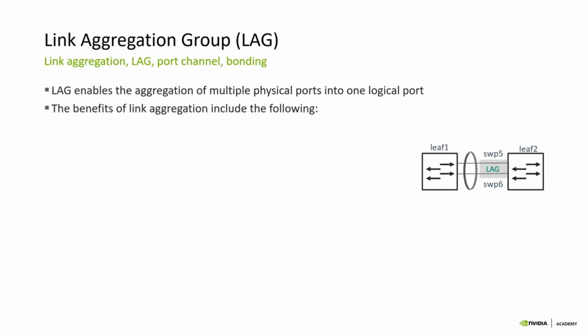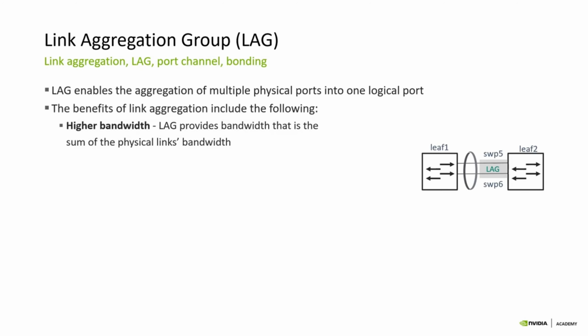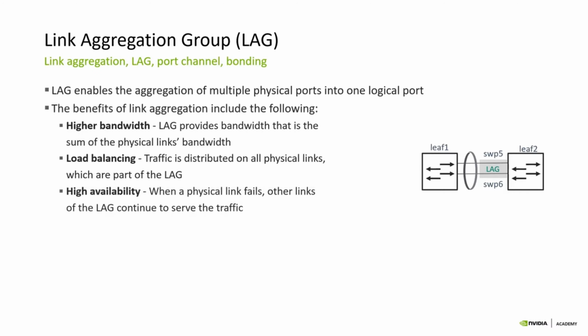Higher bandwidth. LAG provides the bandwidth that is the sum of the physical links' bandwidth. Load balancing. Traffic is distributed on all physical links which are part of the LAG. High availability. When a physical link fails, other links of the LAG continue to serve the traffic.